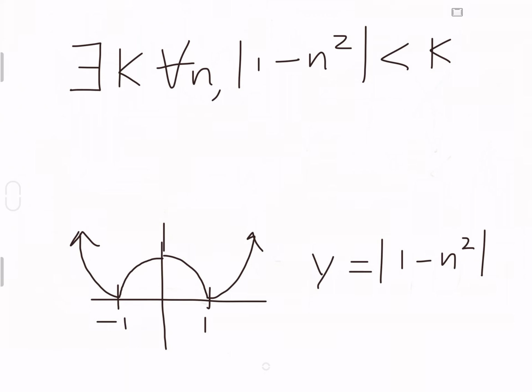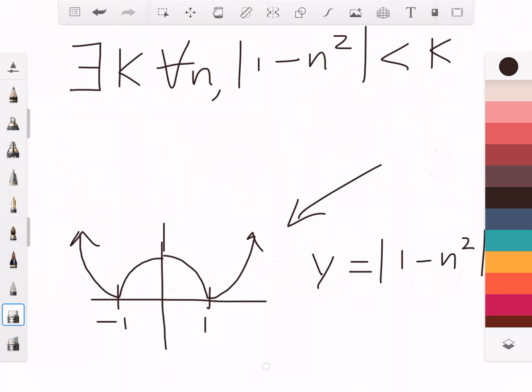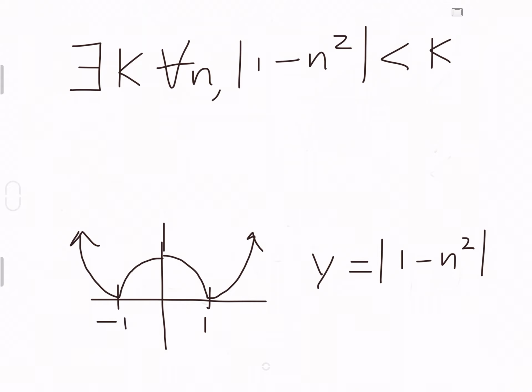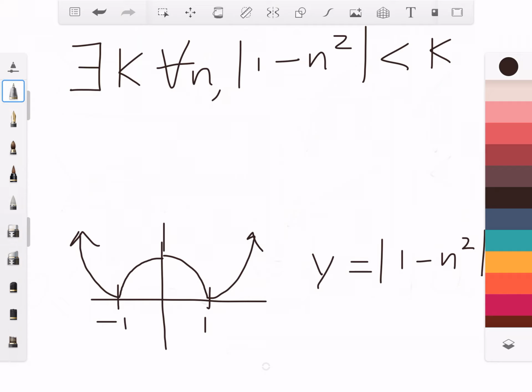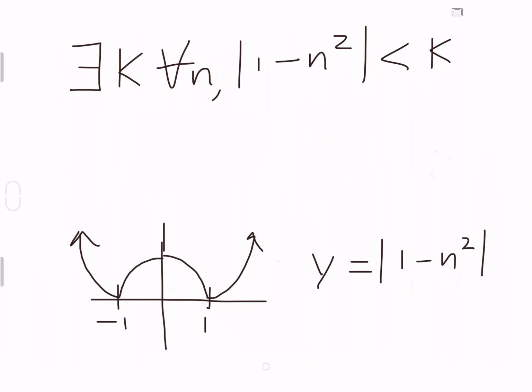Okay, so what this is saying is that there exists some k, right? There exists some really special k such that no matter what n you pick, this function, whose graph we have right here, is less than that k. I don't want to give it away just yet. All right, so suppose that that was the k. This is saying there exists some k. Well, how about maybe that's the k, such that for all n, the absolute value of 1 minus n squared is less than k.